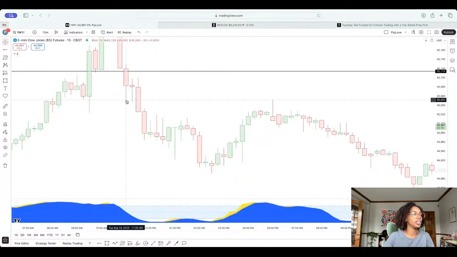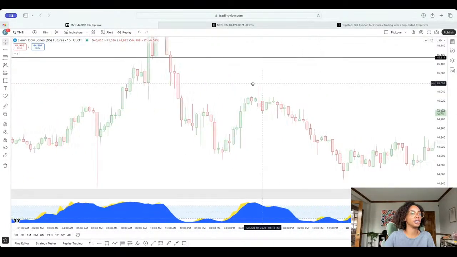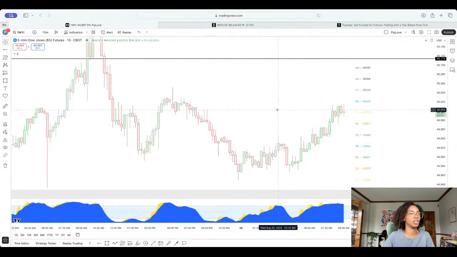And so if we look here, we'll see that there were wicks in this area at 45,053. And that's exactly where the market came back up to. Those buyers grab those orders and then continue with that trend. So always take a look to the left at those extreme levels just to make sure.